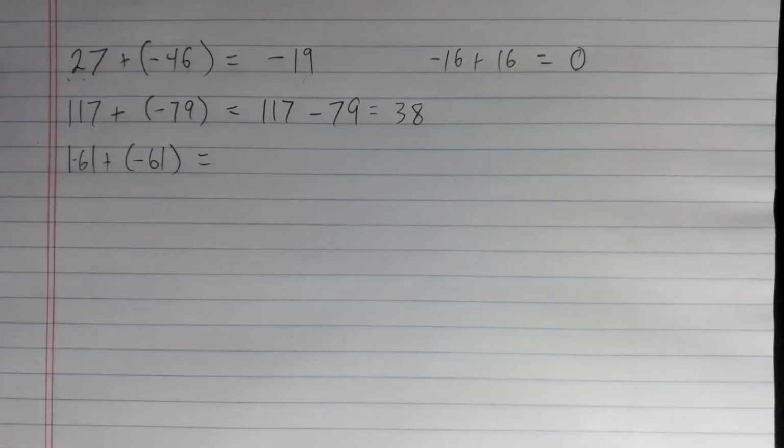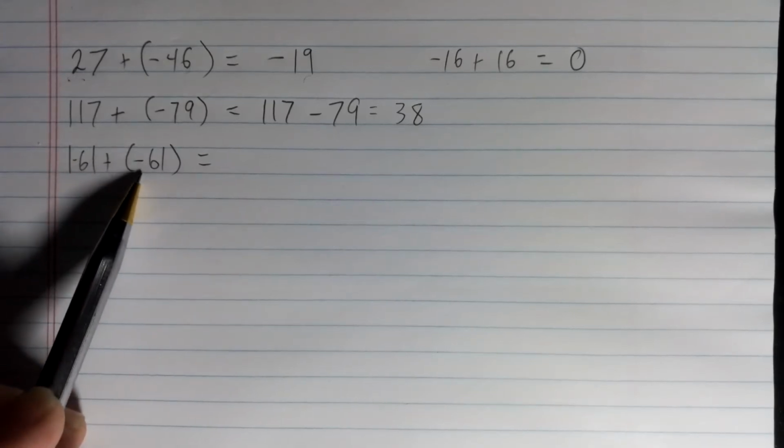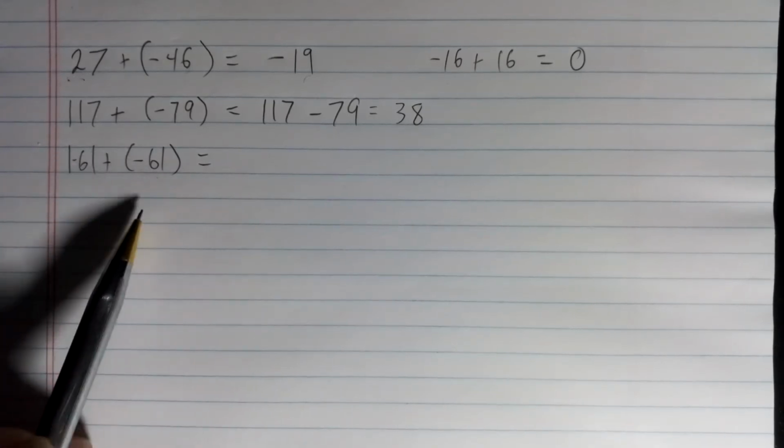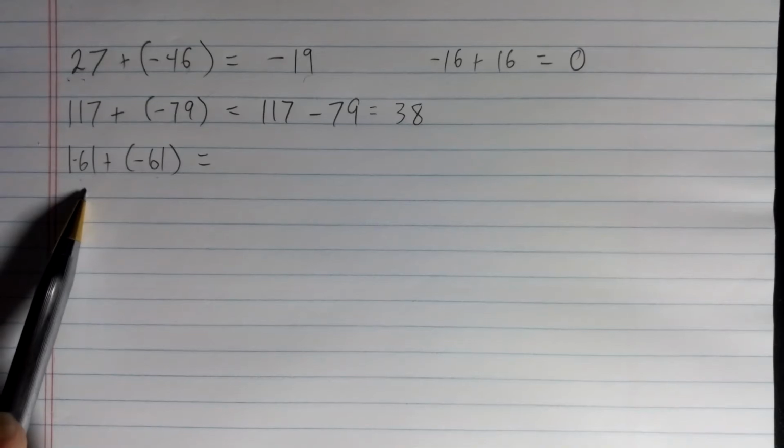Now here I'm throwing at you an absolute value problem with a negative sign on the inside, so we can really see this at work. So I have the absolute value of negative 6 plus a negative 61. So the first thing I'm going to do is evaluate my absolute value of 6.